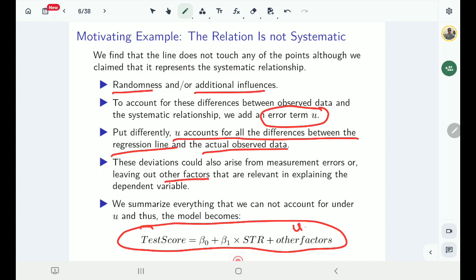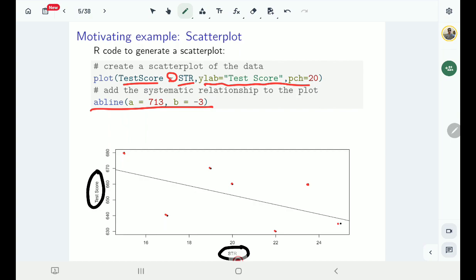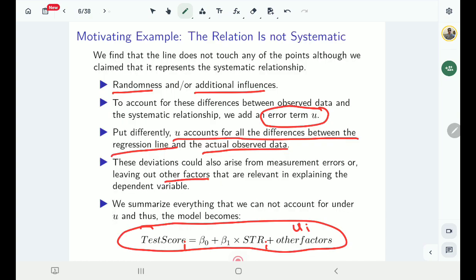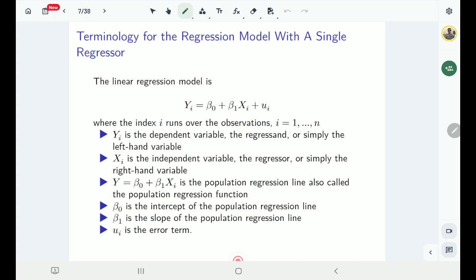So U_i, maybe I have to add i's here. U_i is actually the addition that helps us to save this model. It is basically accounting for these differences between the data and the systematic linear relationship. Anyway, we have terminology for the regression model with a single regressor. We call it simple linear regression model, obviously.